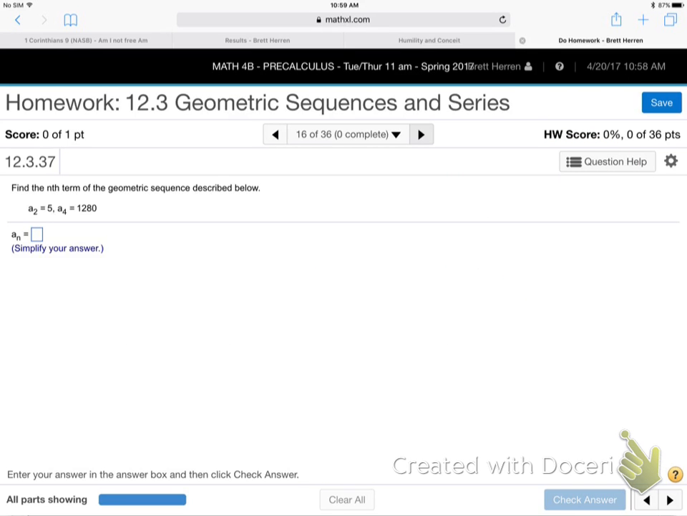So number 16, they're giving me a2 and a4, and again, they want the formula, the a sub n, which is a1 r to the n minus 1. They're giving me a2 and a4. That's kind of weird. I don't know. What do you guys want to do?